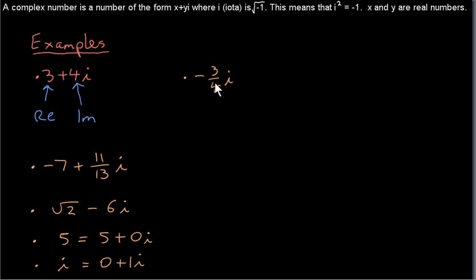Similarly, we have the complex number minus 3/4 i. We can write that as 0 minus 3/4 i. So in this example, the real part is 0 and the imaginary part is minus 3/4.